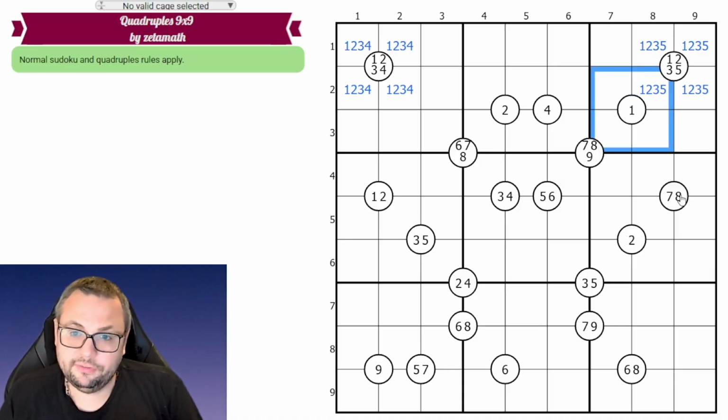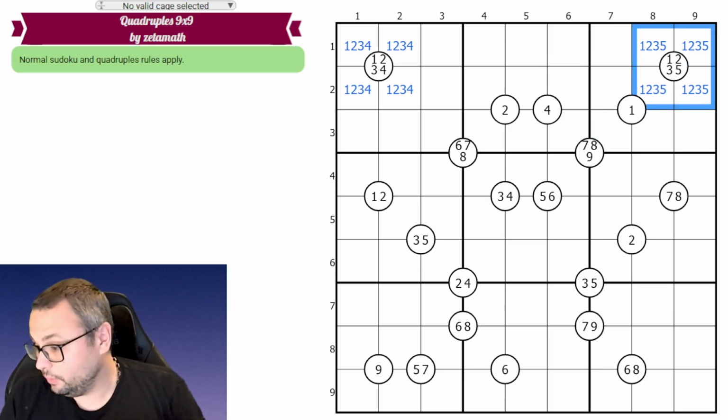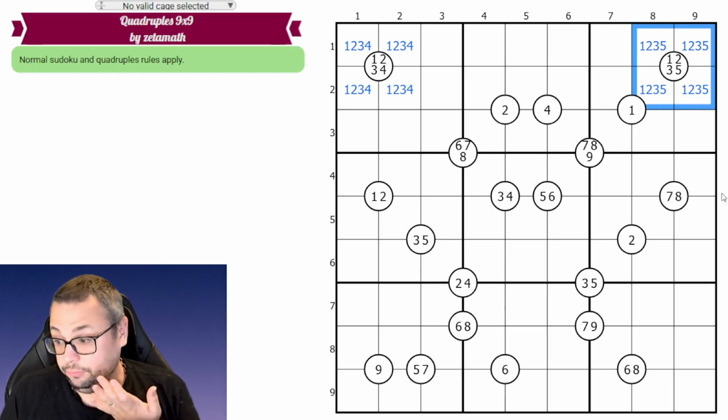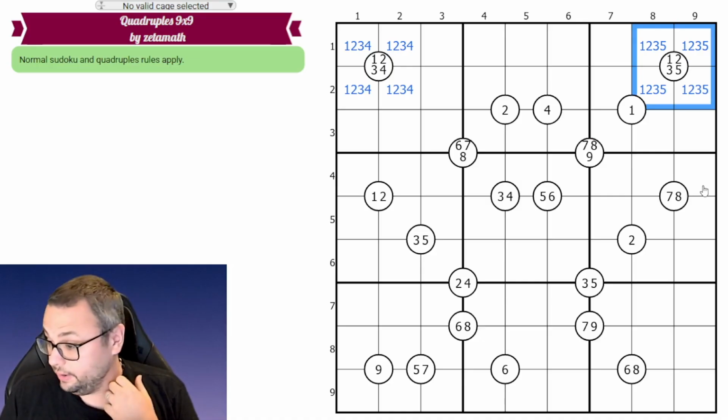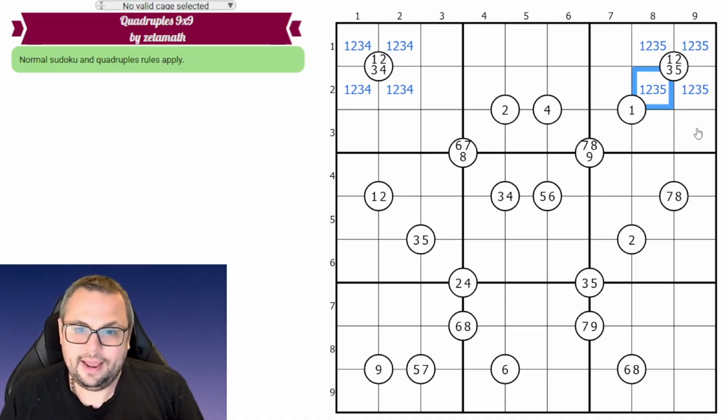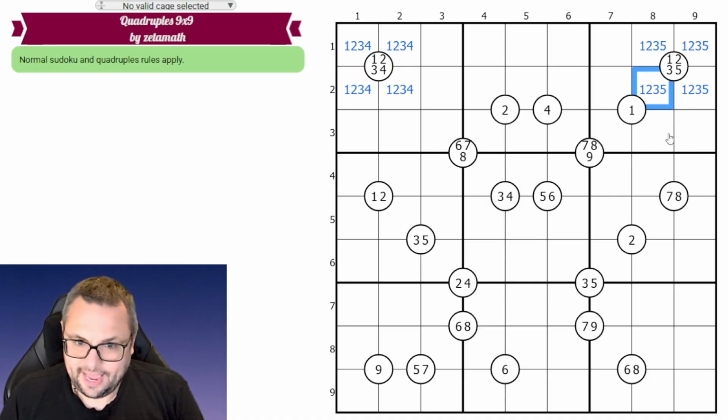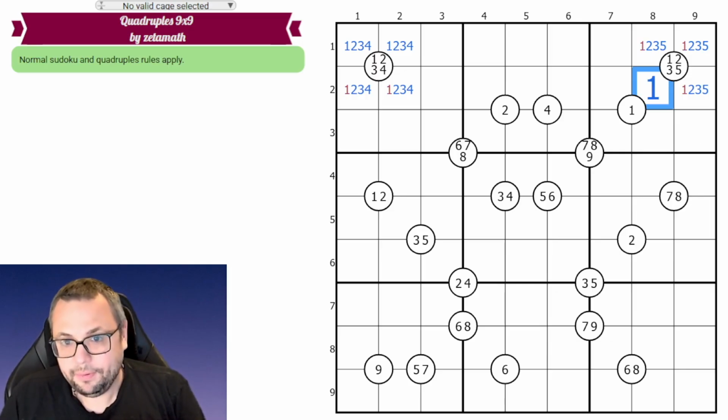Namely, one of these 4 digits is a 1, but we know the 1 in this box is in one of these 4 digits because it's a quadruple. It's 1, 1, 1, 2, and 1, 3, and 1, 5. That means together, this has to be the 1. I can't put the 1 anywhere else.